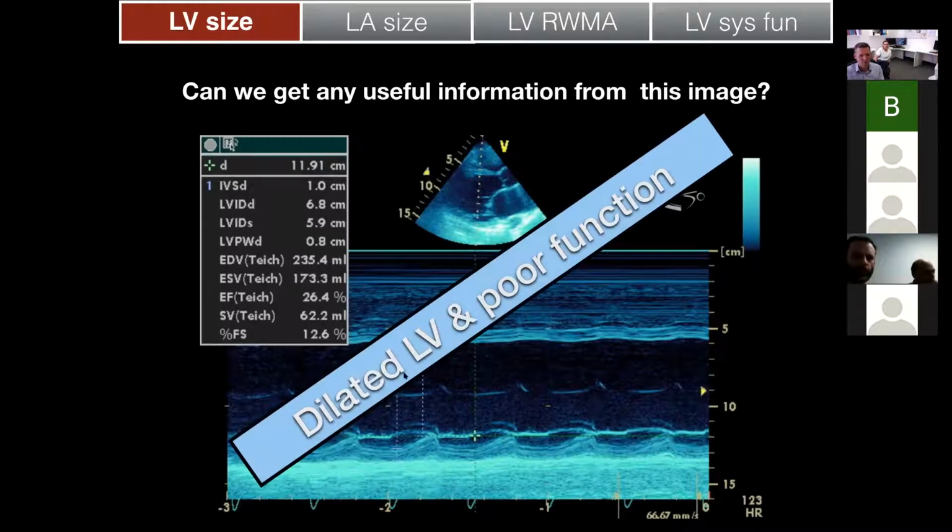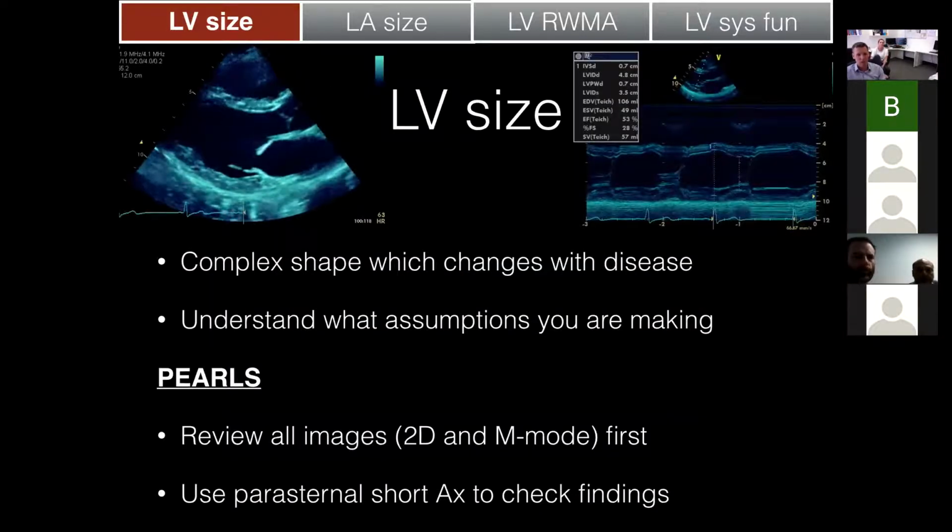So yeah, we can say, even though we're off axis, that the LV is probably not normal in size and it's got some poor function, regional wall motion abnormalities. Got to assess in other views.